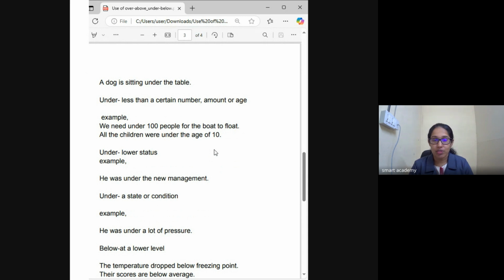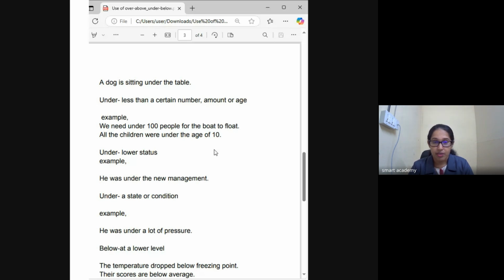The next one is to show some lower status. We also use under. He was under the new management. Those children are under the age of 12. He was under the new management. His position is very low. To show that we use under.